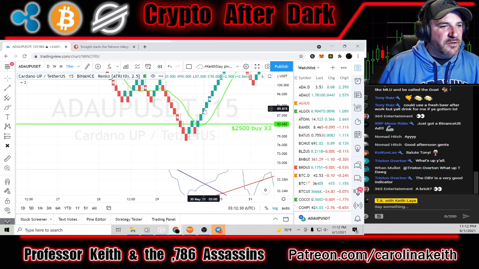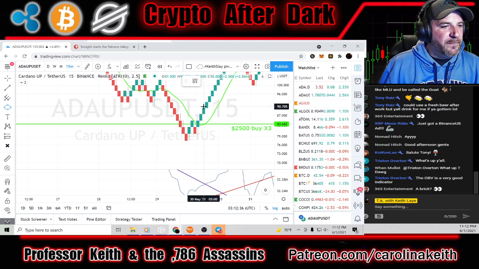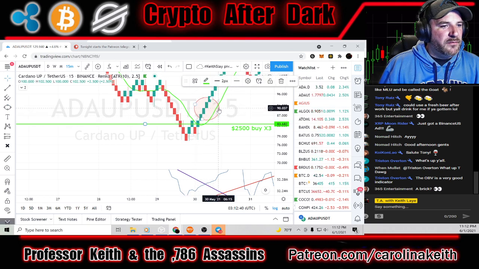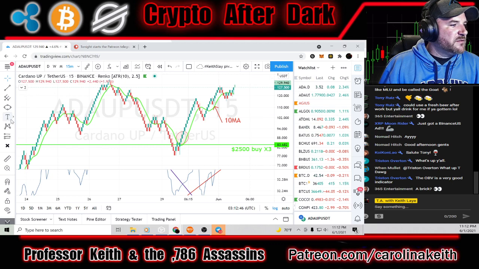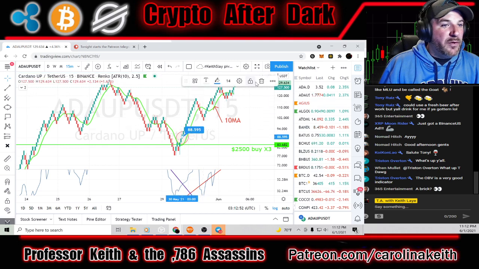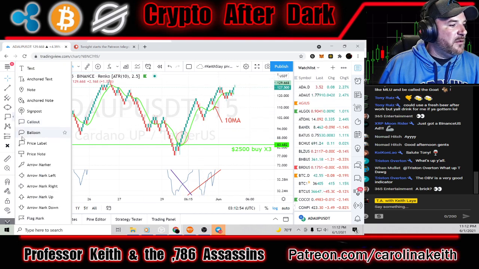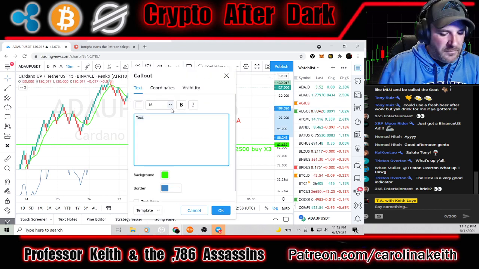That was our signal to go long right there. Okay, let's draw an ellipse around that. This was our long candle right here. This one. All right, let's label that long so everyone can see it. Right there. Wrong label. Let's find a call out box right there. Long signal.